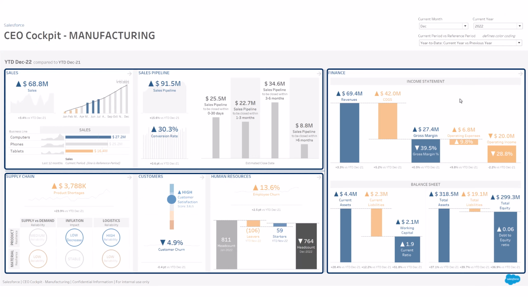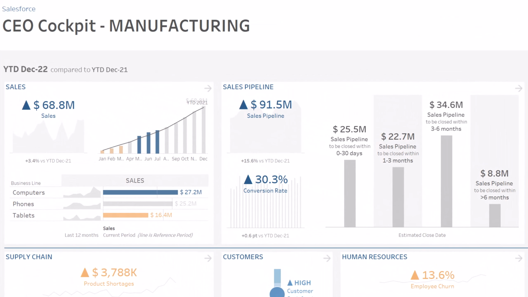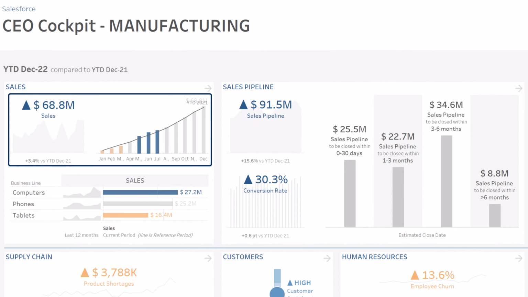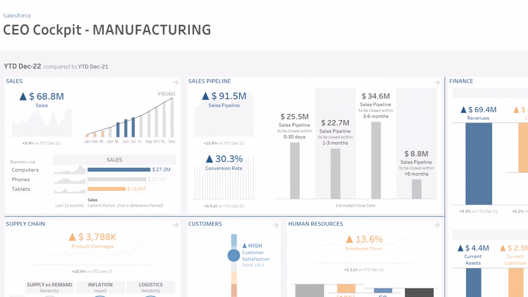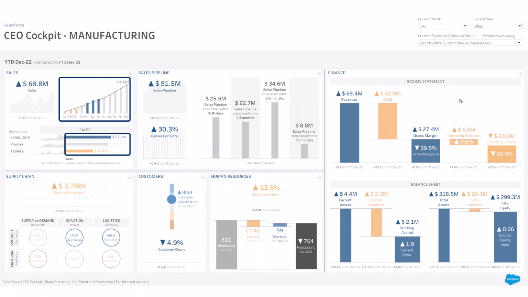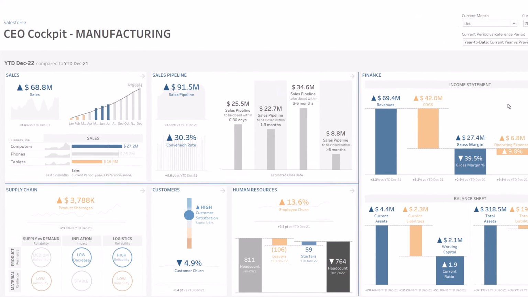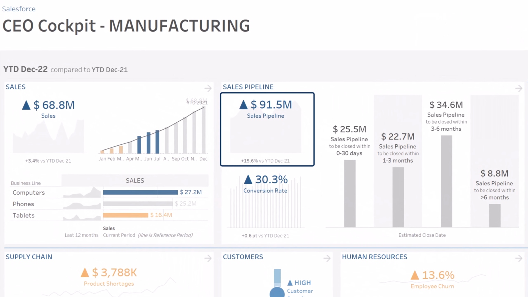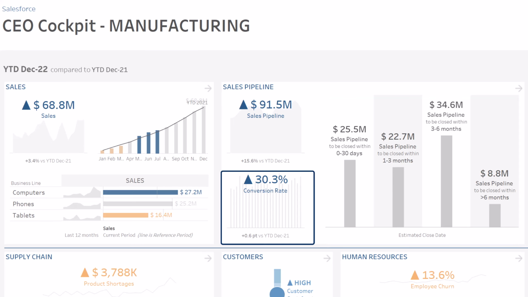It is composed of 3 main sections. At the top left, sales performance. At the left, your sales results and the breakdown by your business lines. The color coding indicates your sales performance for the perspective you have selected here. Then the volume of your sales pipeline, when it should close. And finally your ability to win deals.